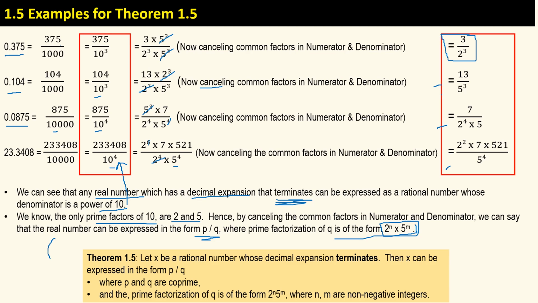And if we were to state this more formally, we can write theorem 1.5 again, and I'll repeat it here. Theorem 1.5 states that let x be a rational number whose decimal expansion terminates. Then x can be expressed in the form p divided by q, where p and q are co-prime numbers, and the prime factorization of q is of the form 2 raised to power n multiplied by 5 raised to power m, where n and m are non-negative integers.